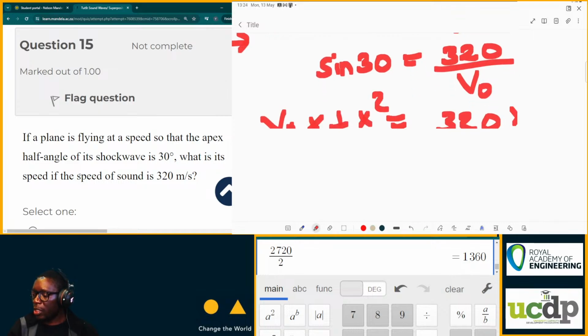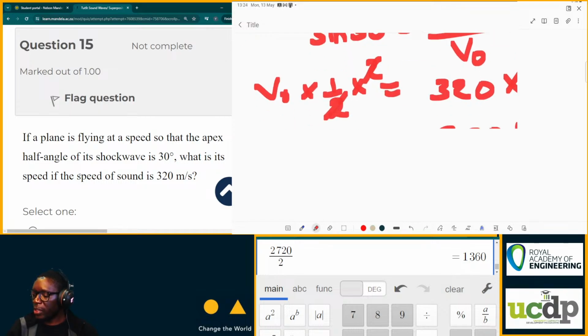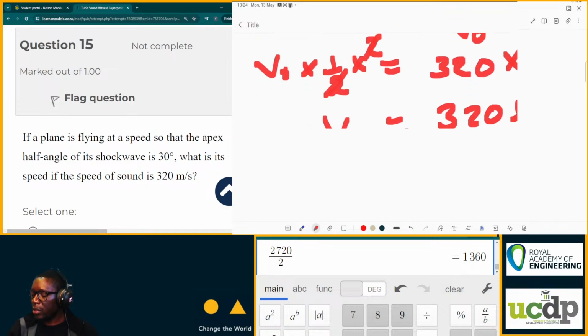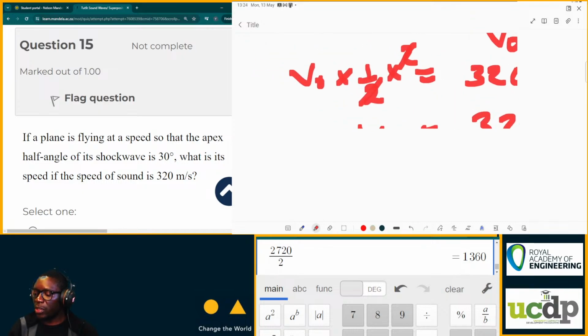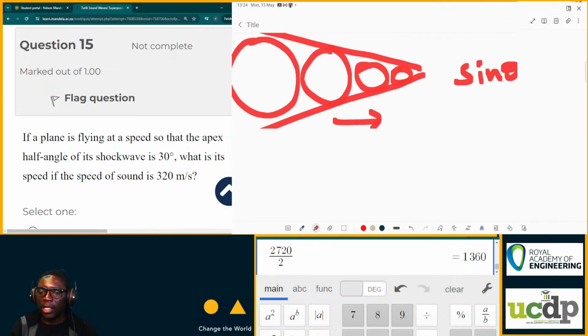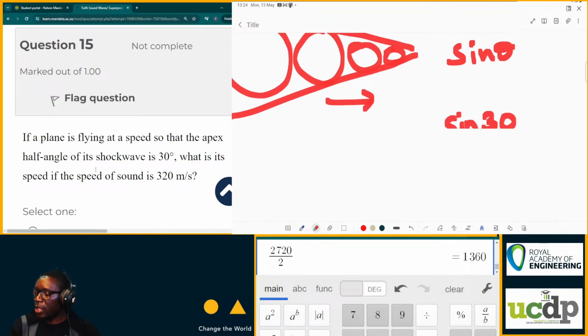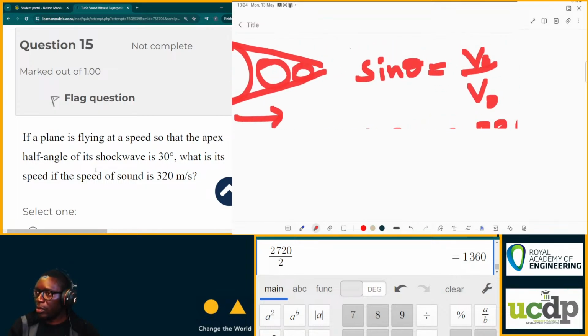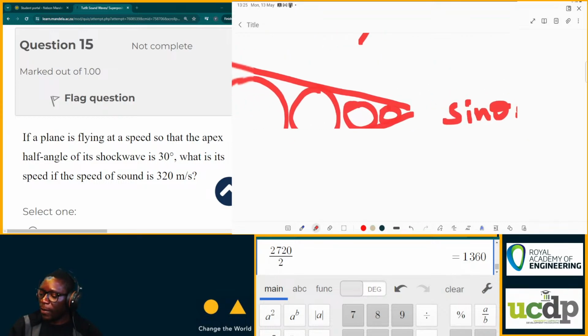Multiplied by 2 both sides, we get V naught equals 320 times 2. That gives us a speed of 640 for this plane, 640 meters per second. So it is Mach 2, which is twice the speed of sound. So that's the relationship that you need to know with regards to the issue of shockwaves.